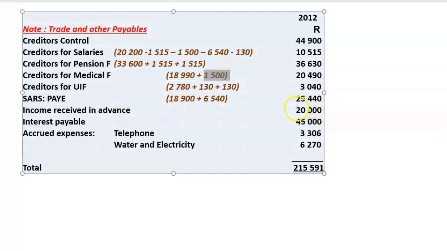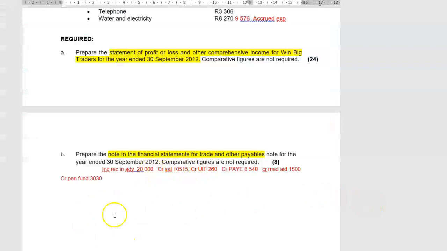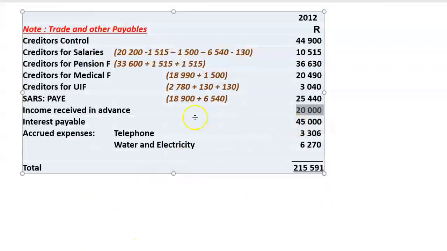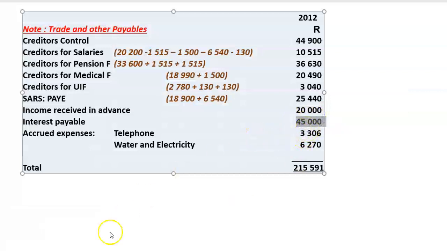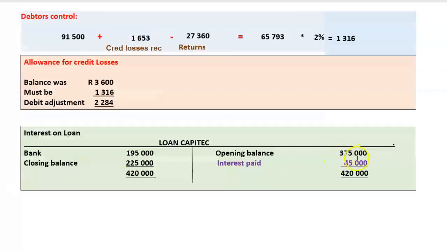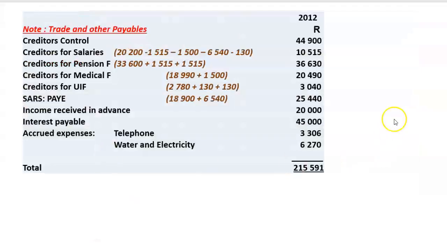Then the income received in advance, that was the insurance, and if you remember correctly, we put that down there at the bottom so that we don't forget that. Interest payable was 45,000 Rand. It has not yet been paid, so that was the 45,000 Rand that we established here in the T account. Then accrued expenses, that was the telephone and water and electricity, and the total trade and other payables, 215,591.